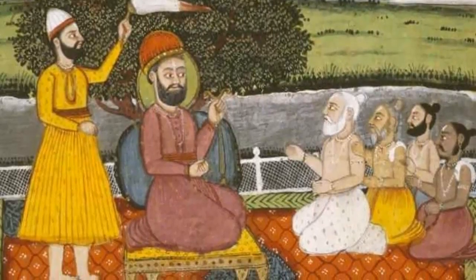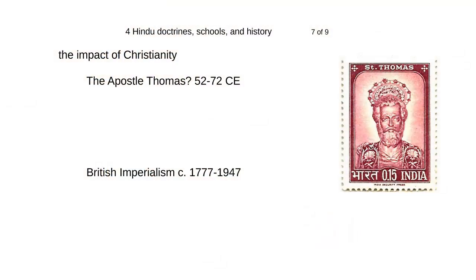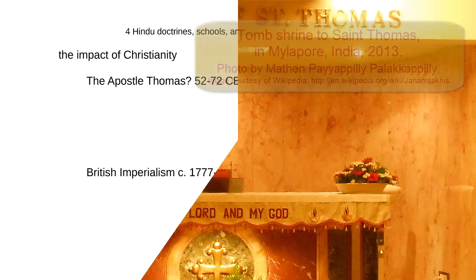Another encounter that had a big effect on the history of Hinduism is the impact of Christianity upon it. And this may have begun very early. Many Indians believe that the Apostle Thomas, one of Jesus' 12 apostles, landed on the coast in Kerala state, which is down at the tip of India, the lower left, in the year 52, Common Era, and preached the gospel of Christianity to the Indians there, many of whom converted. They say that he established 7 Christian churches there.